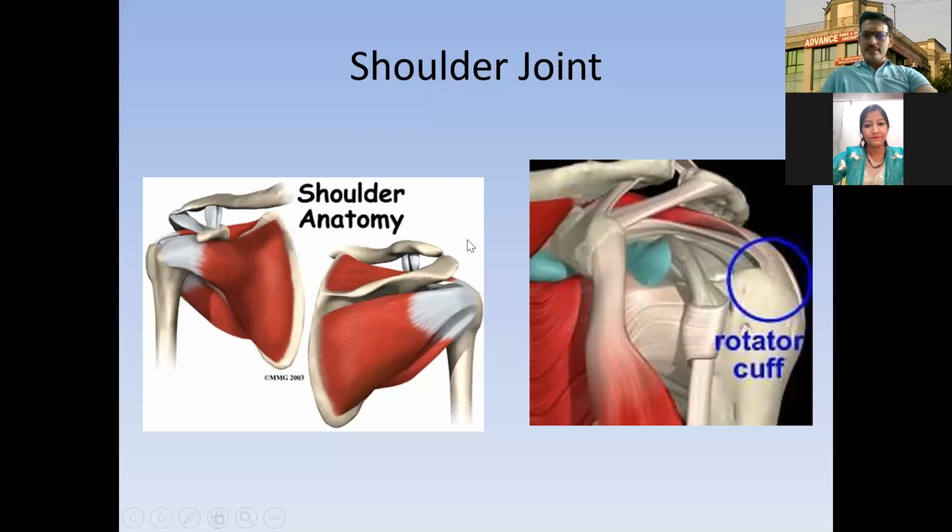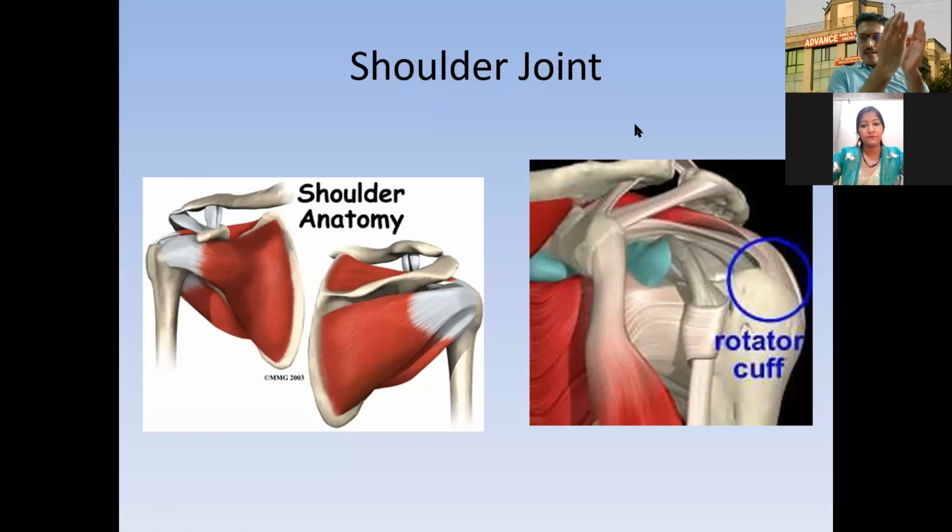So now, coming to the basics of the anatomy. When we look into the shoulder joint, it is made up of different layers of structures. The first layer is the labrum. If we talk about the ball and socket joint, the innermost layer is the labrum, and this is the structure which gives stability to the joint.